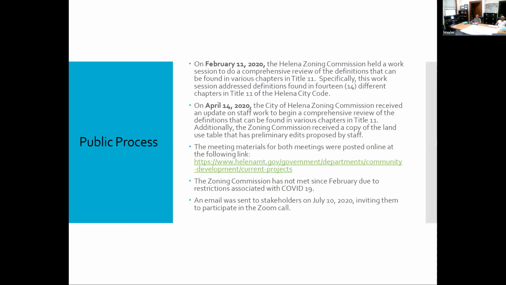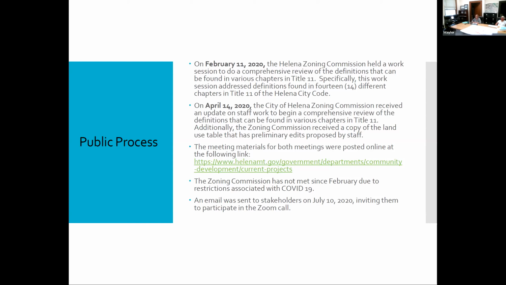So the public process that we've been through thus far: on February 11th, the Helena Zoning Commission held a work session to do a comprehensive review of the definitions that can be found in various chapters in Title 11. Specifically, this work session addressed definitions found in 14 different chapters in Title 11 of the Helena City Code.